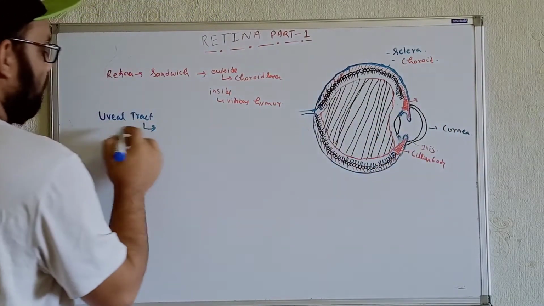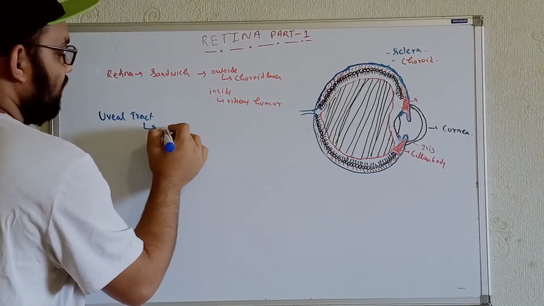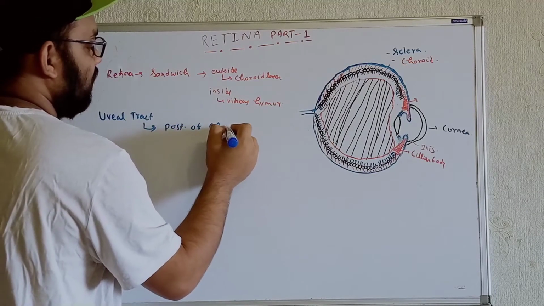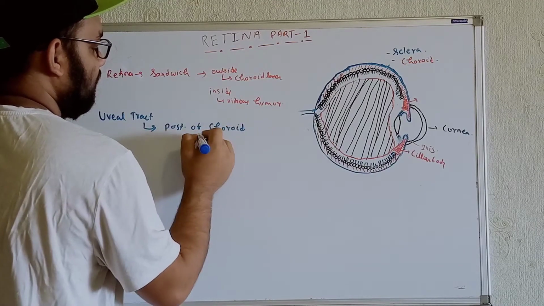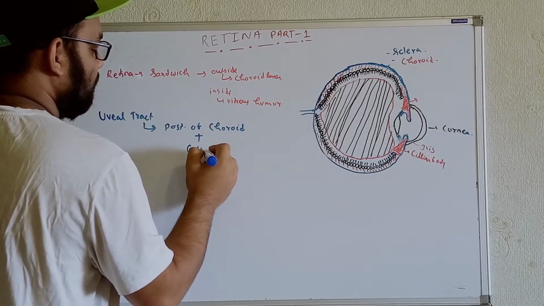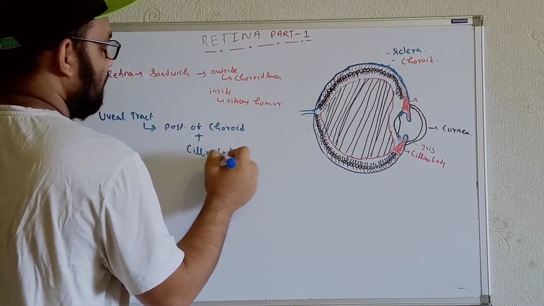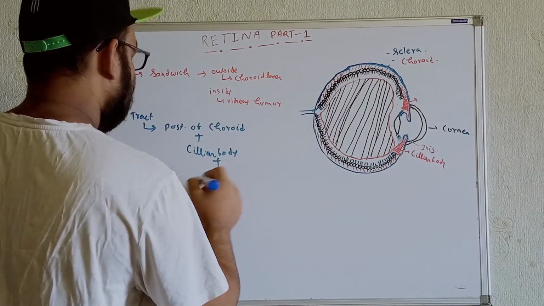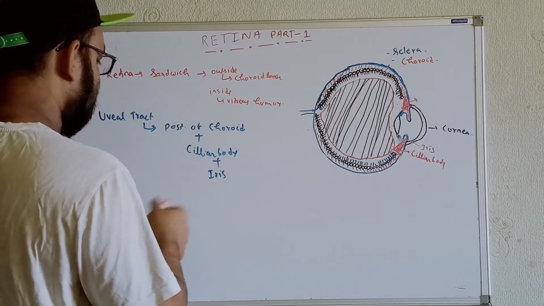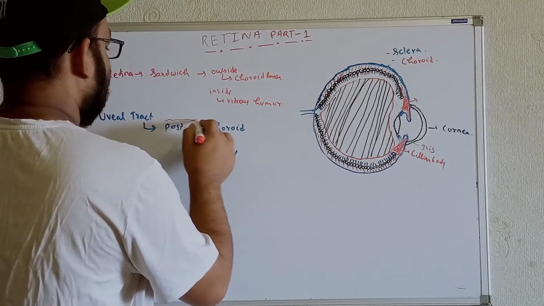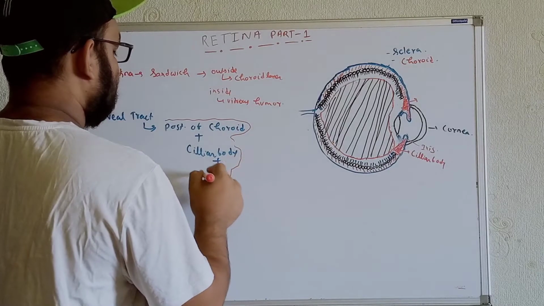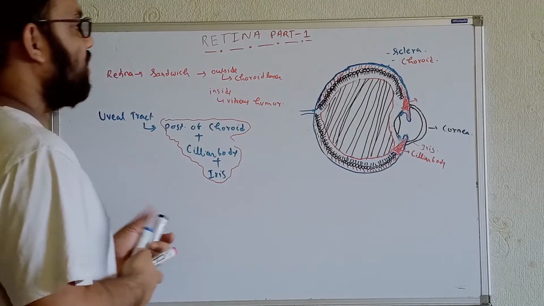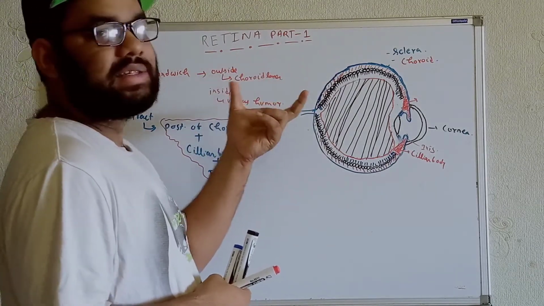So the uveal tract is the combination of the posterior side of the choroid, along with that the ciliary body, and along with that the iris over here. So whenever we get these three combined, it is known as the uveal tract. And if you get any kind of inflammation in these regions, that is known as uveitis. Uveitis, okay? We'll talk about those things in the pathological aspects. Today I'll focus only on the anatomical structures of the retina, okay?